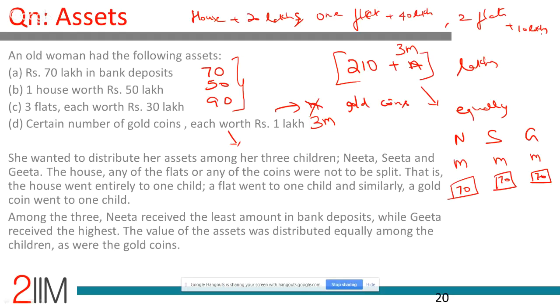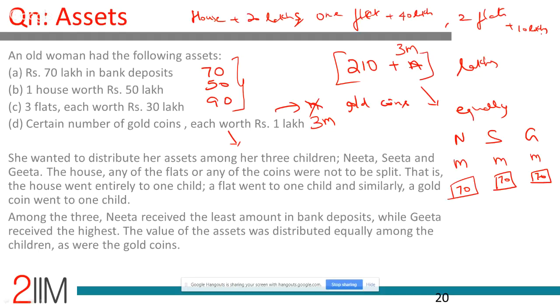Someone might get the house, someone might not get the house, someone might get 1 flat, 2 flats. The total worth of these 3 for each of them should be 70 lakhs. Whoever gets the house cannot get 1 more flat. That will take us to 80. Whoever gets the house gets 0 flats. House is worth 50 lakhs, so they should get 20 lakhs more.